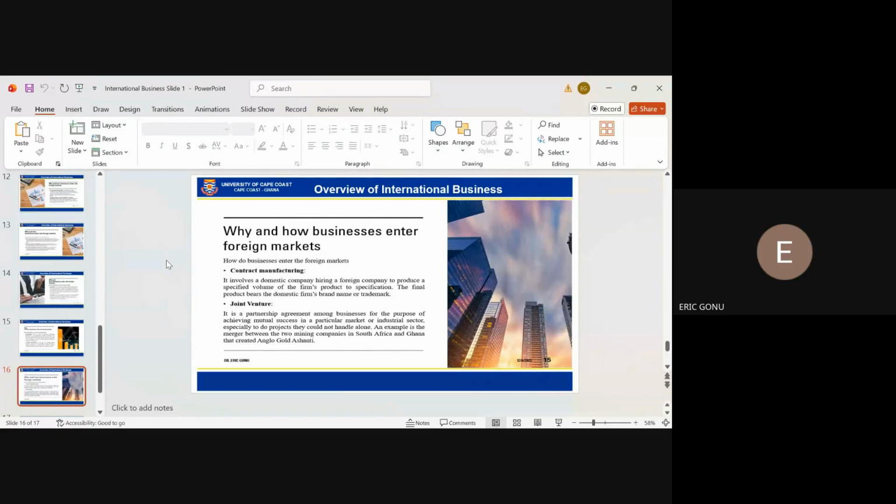Now let's look at the other one, joint venture. It's a partnership agreement among businesses for the purpose of achieving mutual access in a particular market or industrial sector, especially to do projects they could not handle alone. An example is the merger between two mining companies in South Africa and Ghana, which created what we call AngloGold Ashanti. So that's a joint venture. And you have Guinness Ghana Limited.